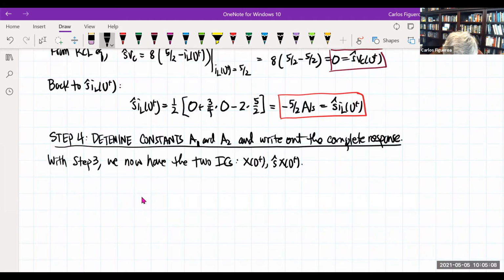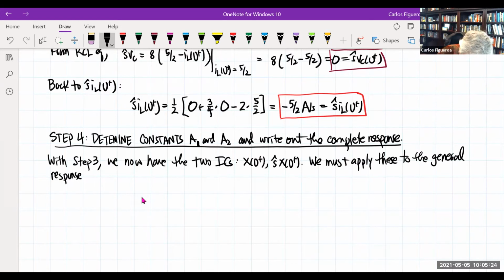So we must apply these to the general response equation to determine A1 and A2. And so the algebra gets tricky here, right? This is messy. It's messier right now than what it actually is, but let's look at critical damping.